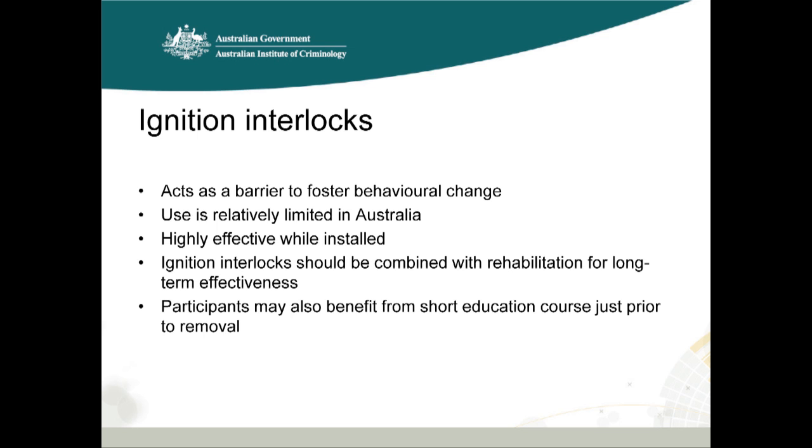Ignition interlocks have a number of features to prevent circumvention. For example, the device may randomly request a sample of breath while the vehicle is in motion to prevent bystanders from helping the driver to start the car. The device also records all BAC readings, including any attempts to bypass the system, and these readings can then be downloaded by authorities to monitor the driver's behavior.